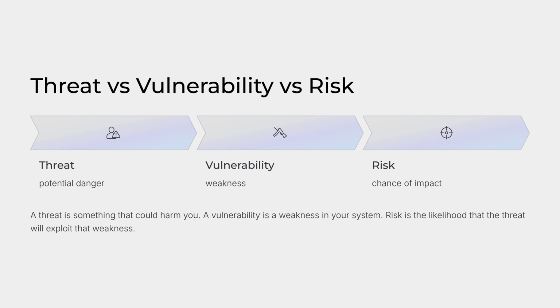Now let's break down three very important terms: threat, vulnerability, and risk. A threat is anything that can potentially cause harm. A vulnerability is a weakness that can be exploited, and risk is the chance that a threat will successfully exploit a vulnerability. Understanding these three words is critical for both the exam and real-world security.